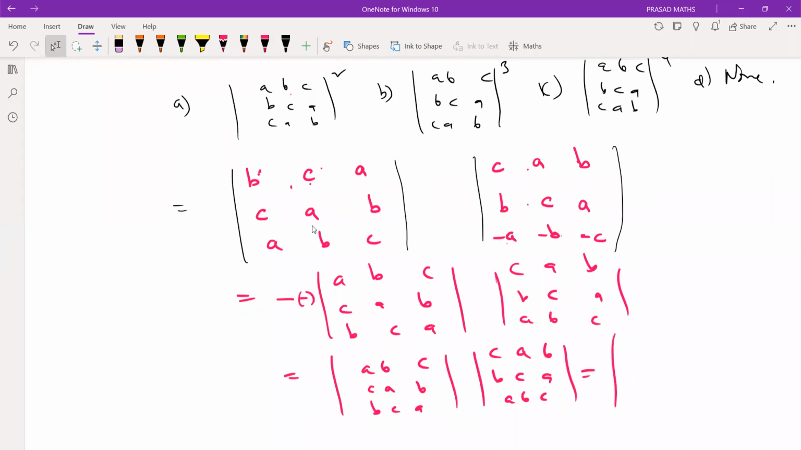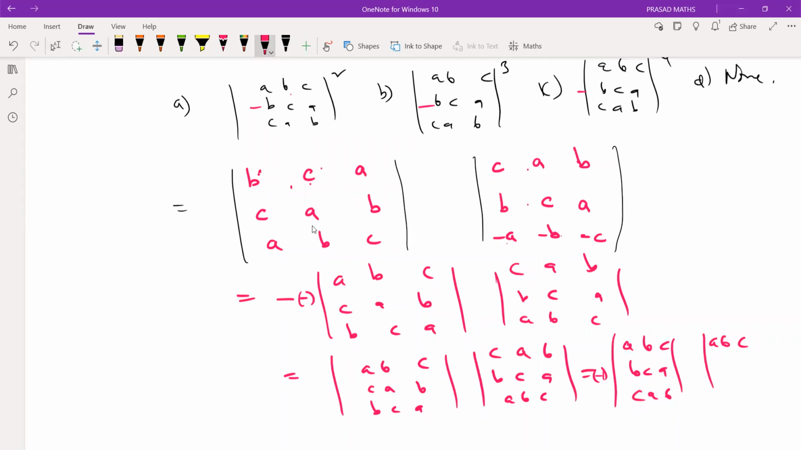Again, what I require is B. The second row is BCA. Look at the answer: the second row is BCA. Therefore, what I require is that this is again an interchange. BCA, CAB. Here interchange the first and third rows: ABC. Here minus is there actually.